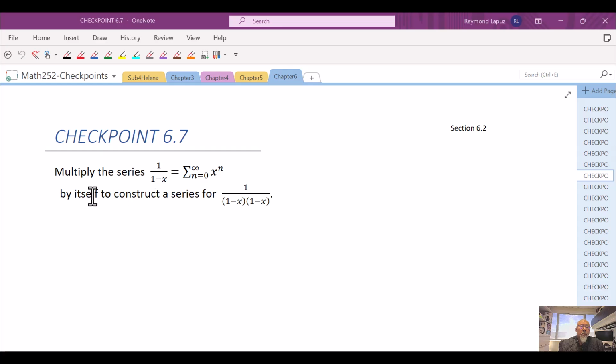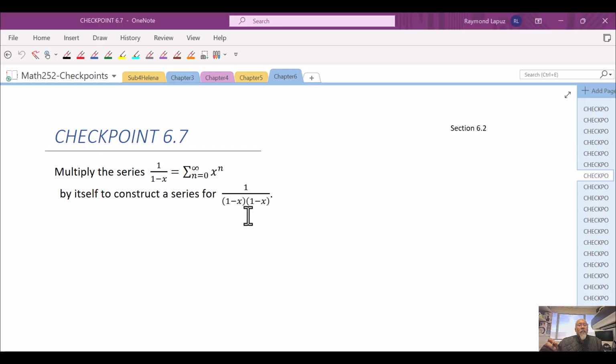Multiply this together to construct the new series for 1 over 1 minus x, basically quantity squared. So it looks like we're going to multiply this series with itself and come up with a new series. This is usually not the most elegant way to do this. It turns out the derivative of this is equal to something similar, and that would be a little bit nicer, but here let's go through the process of multiplication.